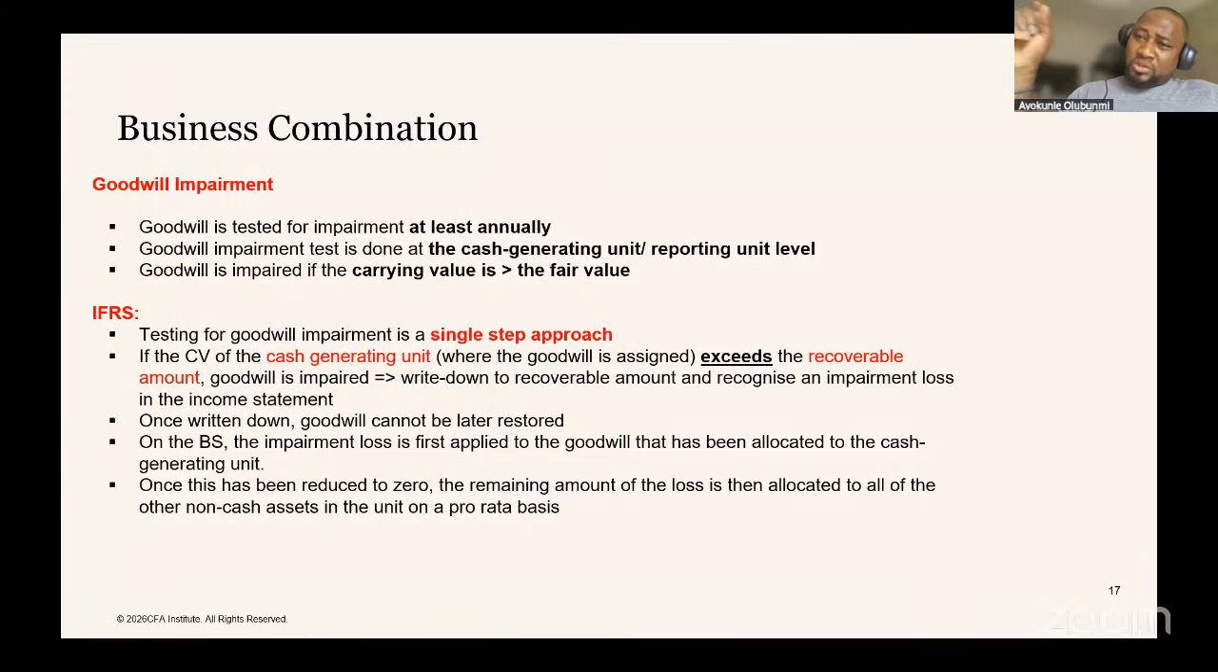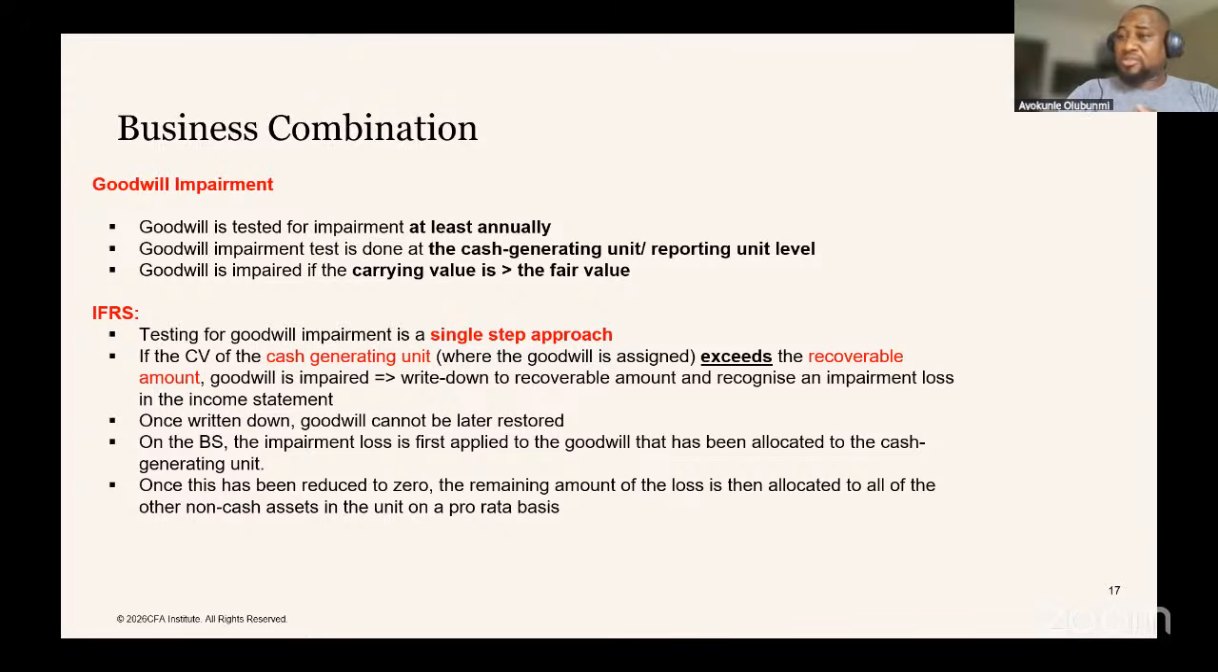So whenever you see a question that mentions cash generating units, even if you are not told if it's US GAAP or IFRS, note that you're dealing with an IFRS question. Okay, once you see cash generating units. And now, how do we test for impairment under IFRS? We compare the carrying value of the cash generating units with the recoverable amount.